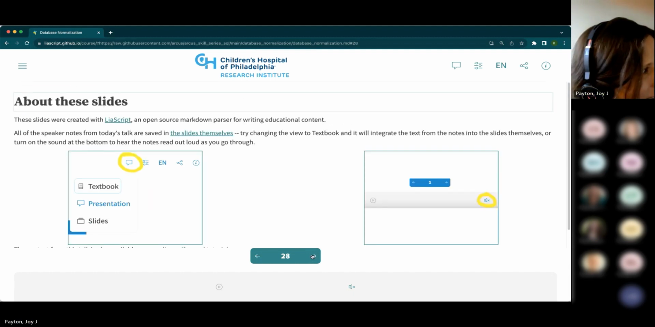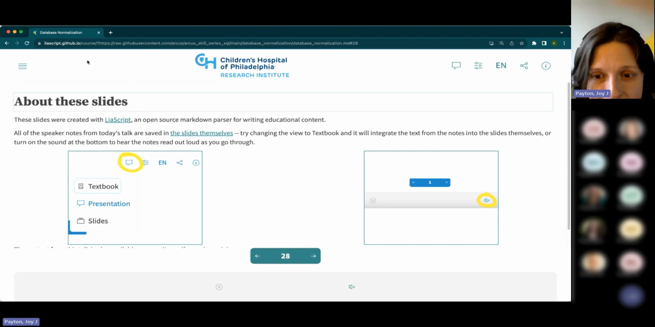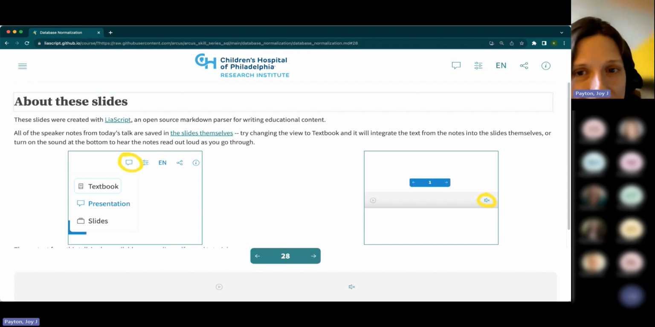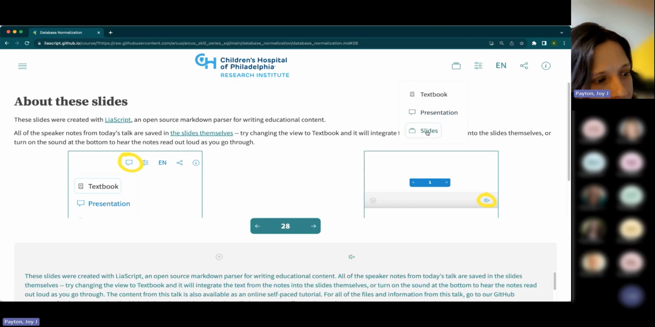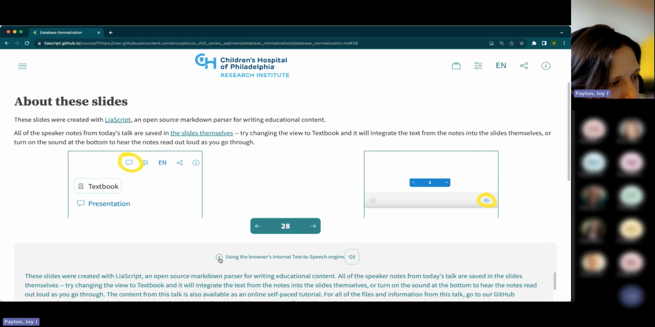And finally, about these slides. These slides were created with LiaScript, which is an open source markdown parser. And it's really aimed at creating educational content. So if you want to go back and look at these slides, the link to the slides, again, is in the chat. And all the speaker notes are also there. So if I click on this speech bubble and I go to slides, you can actually see my speaker notes down here below, right? I could even have them spoken to me if I wanted to, and hit play and have them read aloud to me.